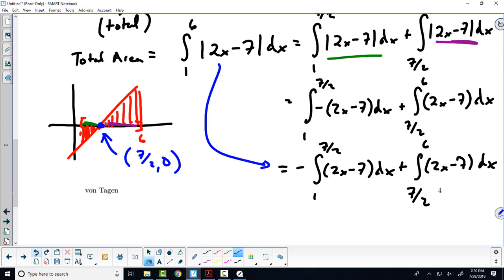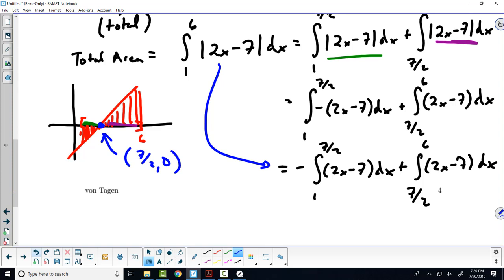Okay. Now, this is from section 5.2. I'd like to evaluate this question. This is from section 5.2. I don't have the fundamental theorem. How am I going to find these areas? Yeah, these shapes are just triangles in this case, right?